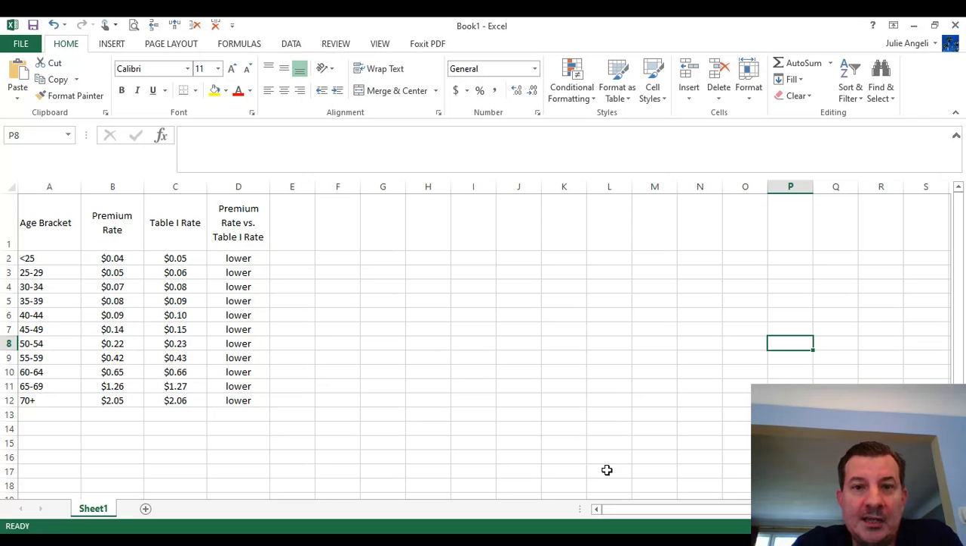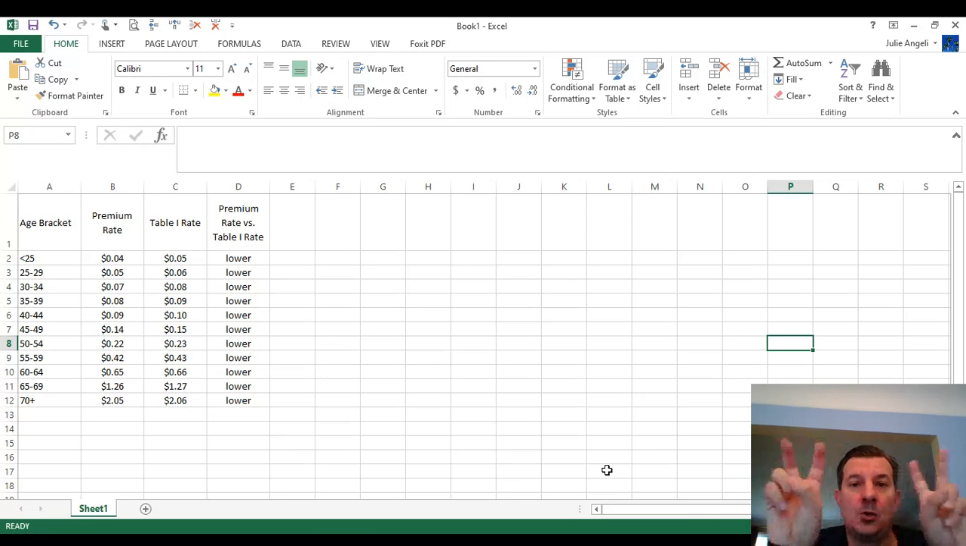As I said, this is a test, and the thing I'm going to talk about today is the straddle rule in group life insurance with respect to Table 1, which is the imputed income table, if you will, in Section 79 of the tax code.